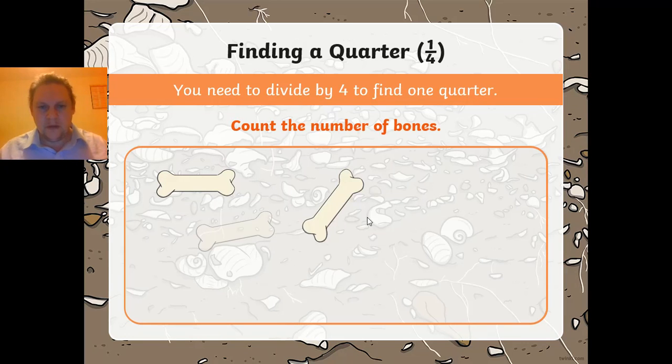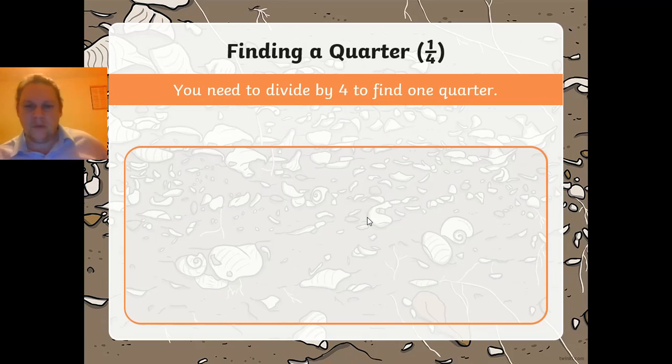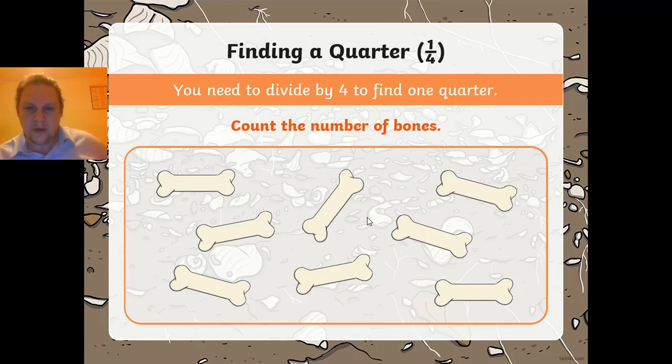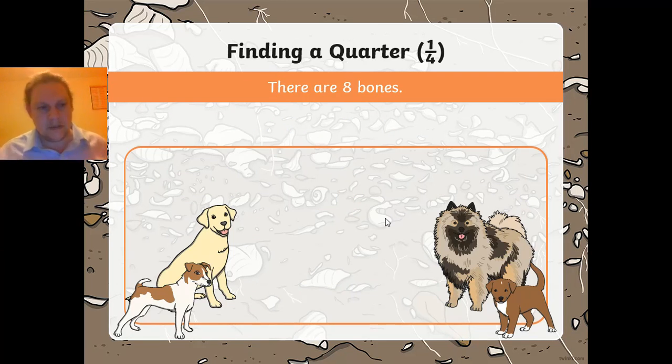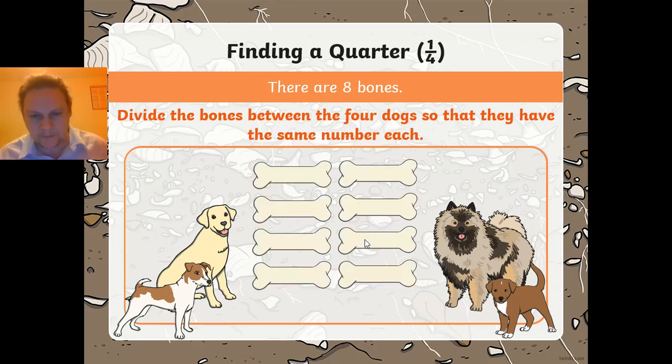We need to divide by 4 to find a quarter. We've got to have 4 equal parts. So this time we're dealing with bones. Let's count the number of bones: 1, 2, 3, 4, 5, 6, 7, 8 bones. We've got these dogs that want these bones, and they want them shared equally between them. So we've got to divide these 8 bones between these 4 dogs.